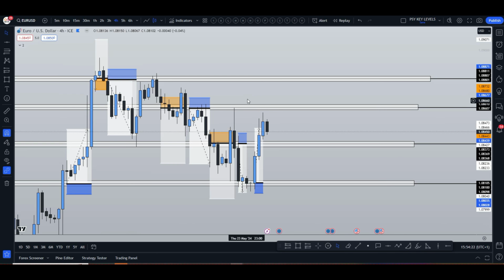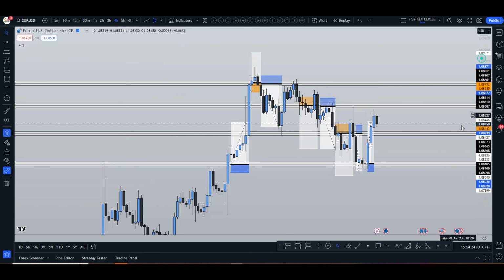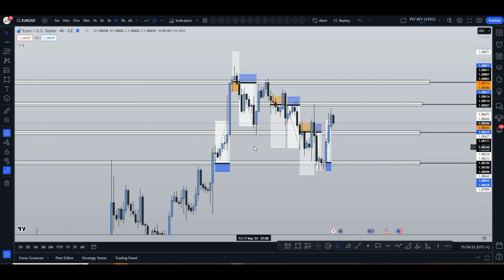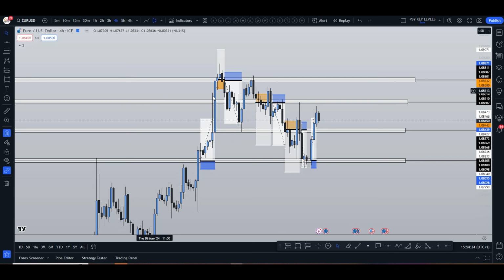Now obviously I've got these drawings. I've already marked out my zones and my entries for the break and retest. For EURUSD, you've got low spreads, which means that you leave less money on the table when you are placing your trades.